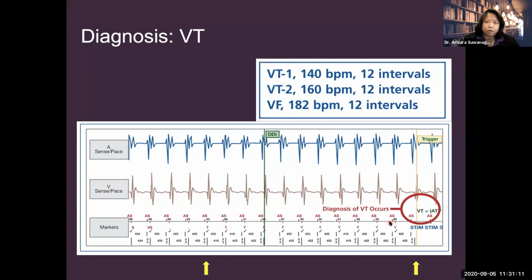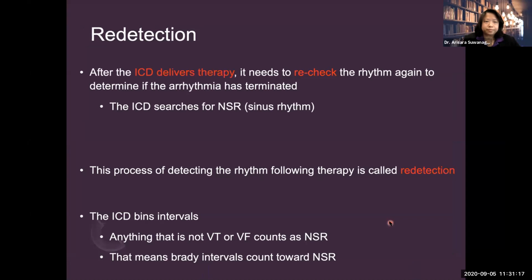If it's in the VT1 zone, it will give therapy as a VT1. Or if it's the VT2 zone or either VF zone. After each therapy, it has to make sure whether the patient has come to sinus rhythm or is still in arrhythmia. So it always has to recheck whether the patient's rhythm is in sinus rhythm yet, or still in VT or VF.